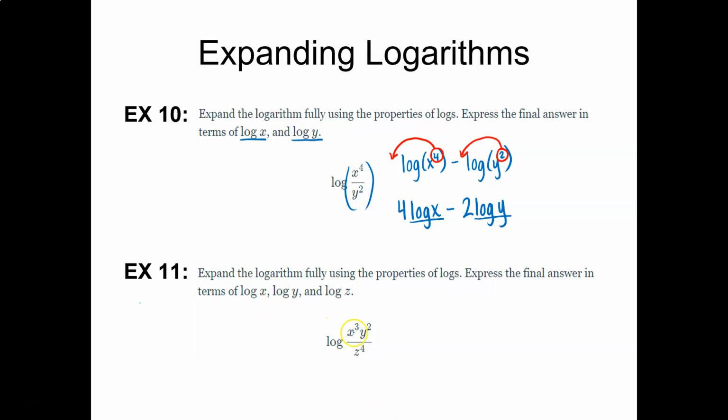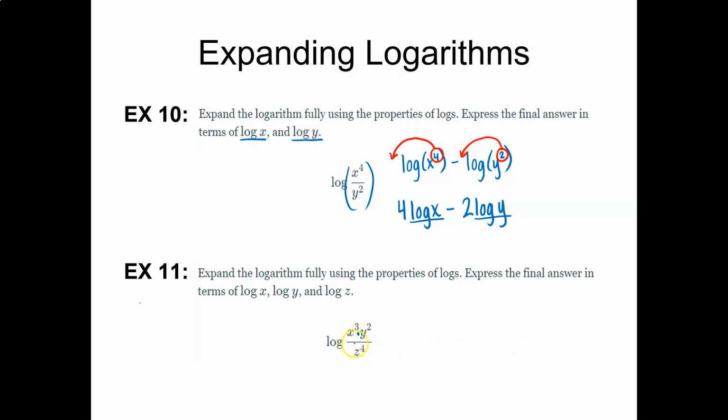Over here, we've got exponents, we've got multiplication right here, and we've got division, right? The exponents we can't deal with yet because they're all different, right? So we have to hold on to those.